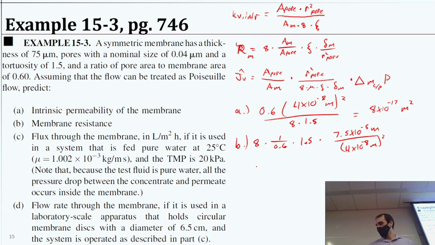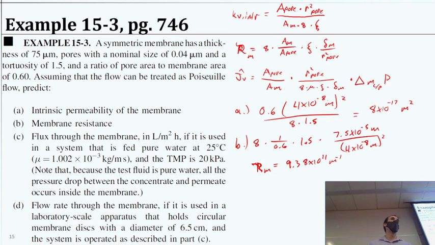But solving it this way, we get our resistance. It's supposed to be the fancy R. It would be 9.38 times 10 to the 11th per meter. It's typical for the membrane resistance to be very high like that.